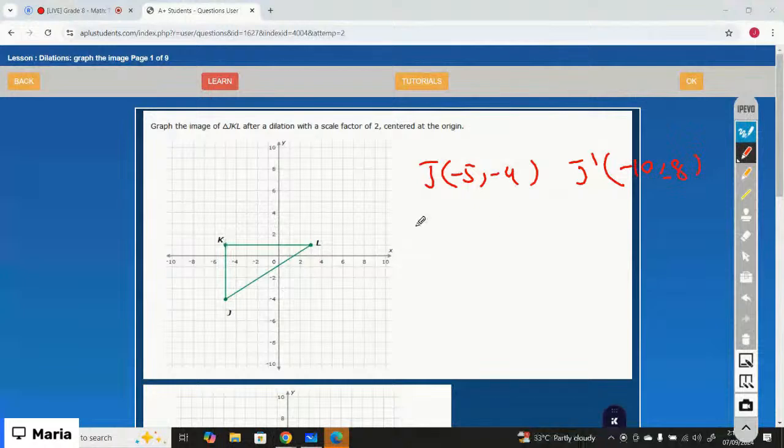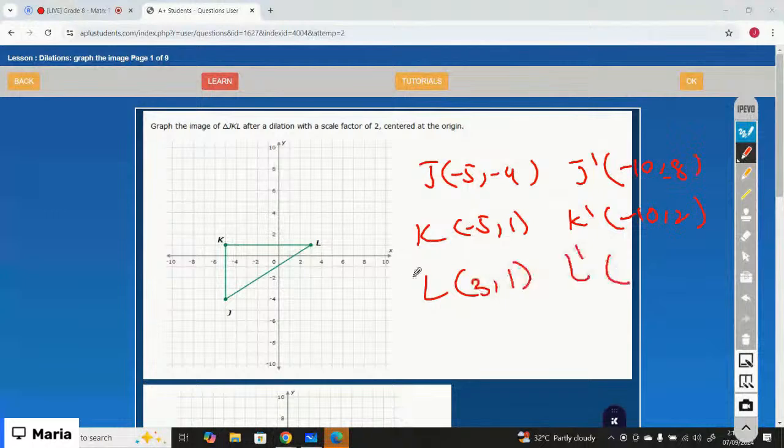Okay, then the coordinates for K are negative 5 and 1. So for K dash they are negative 10 and 2. Then for L they are 3 and 1. So that means for L dash they are 6 and 2.